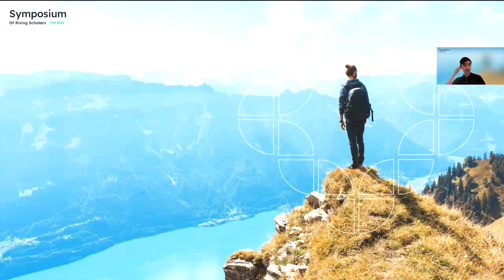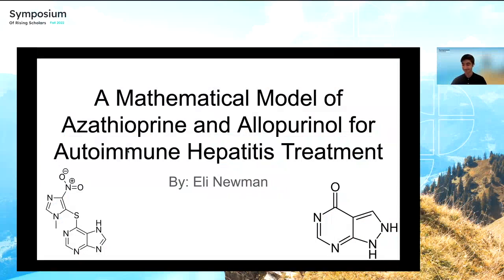Hello. My name is Eli Newman. All right, so my project is a mathematical model of azathioprine and allopurinol for autoimmune hepatitis.